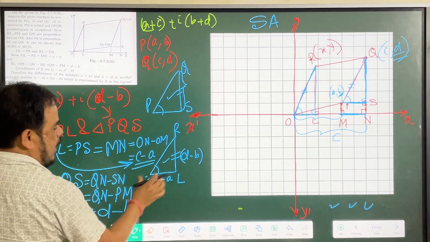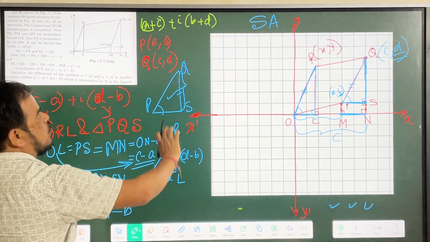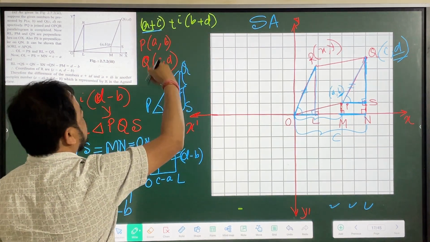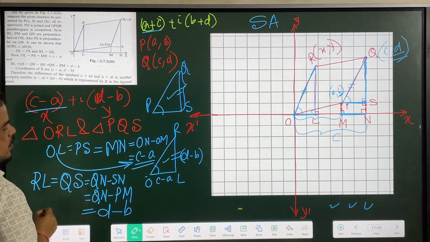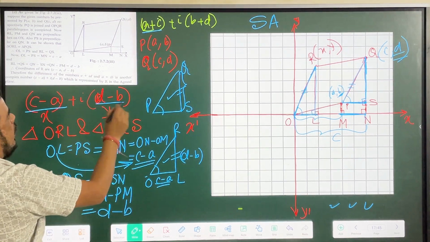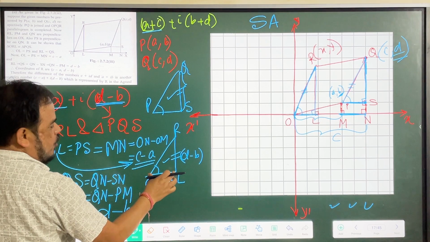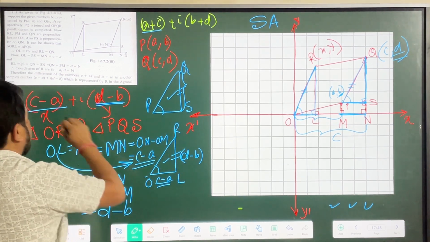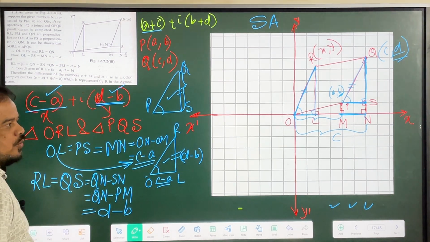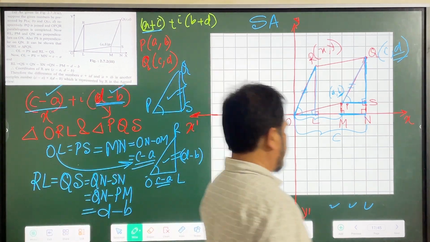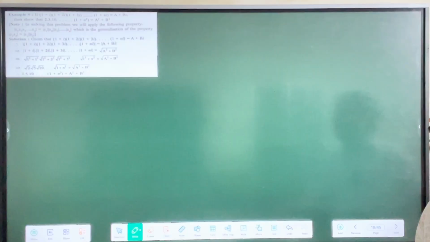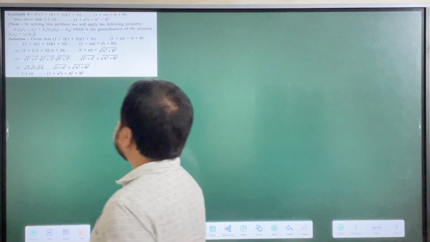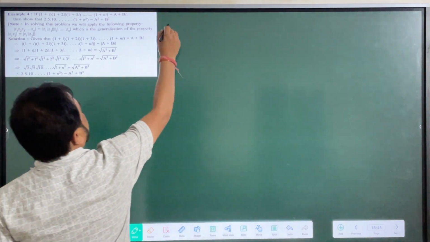So what is RL? X axis, X is C minus A, Y is D minus B. This is the calculation of the X axis. This is the calculation of the Y axis. So this is X, this is Y. This way. Please repeat. Please see what is written in the book. This is also very, very important.